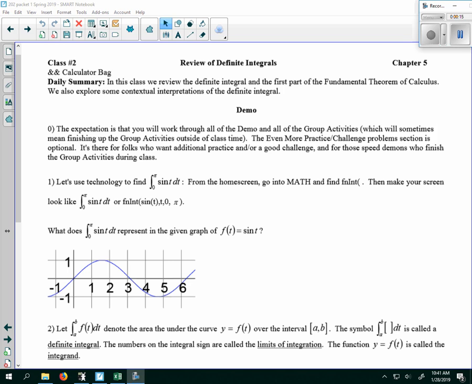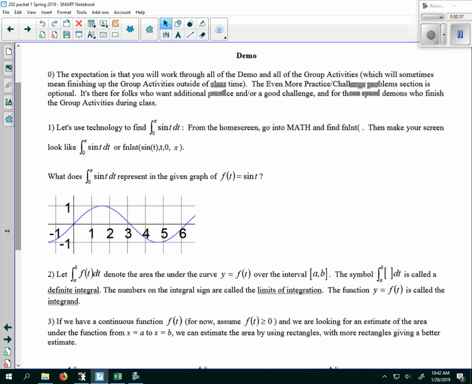So just a reminder, the expectation is that you'll work through all of the demo, which we do together, and then the group activities, which will sometimes mean having to finish those group activities outside of class time. The even more practice/challenge problem section is optional. It's there for folks who want additional practice or a good challenge, and for those speed demons who finish the group activities during class.